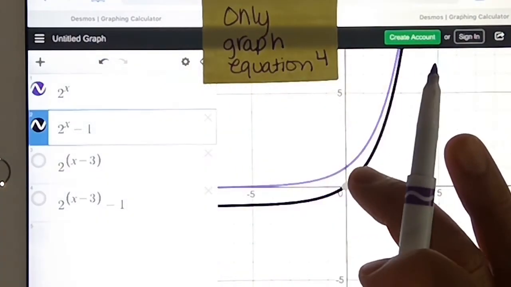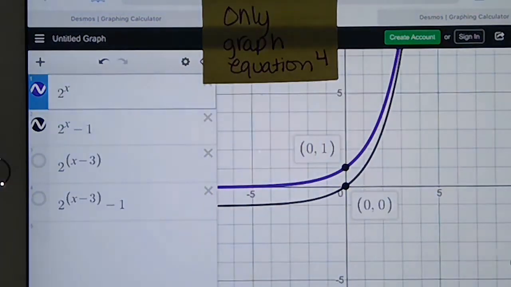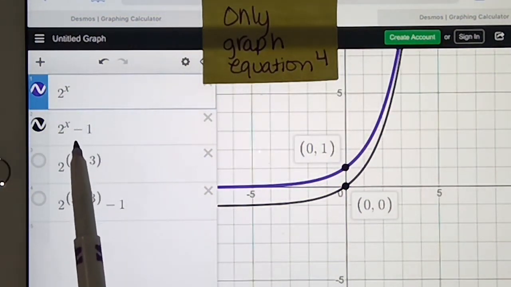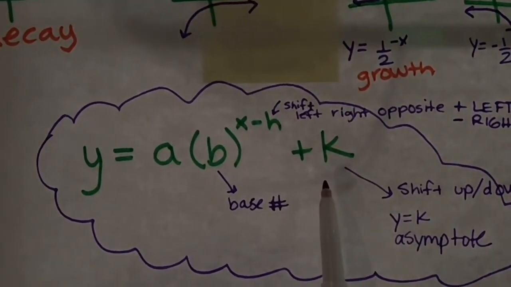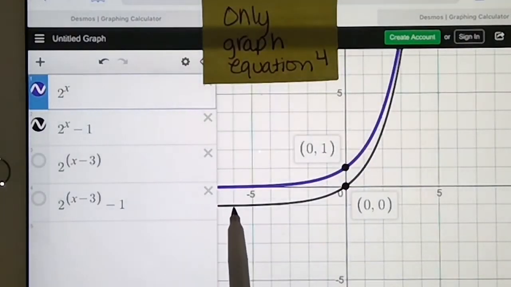Okay, so instead of crossing at 0, 1, now it's crossing at 0, 0. The asymptote is at -1. So in this case, you can see that's our k number. So that's where your asymptote is. So your asymptote is at y equals -1. And there you go.